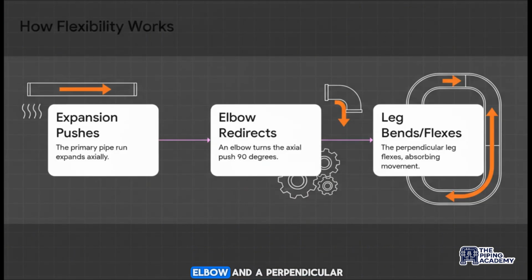So here's how it works. When we add an elbow and a perpendicular leg of pipe, the main run expands and pushes against that elbow. The elbow redirects that force 90 degrees, which then causes the perpendicular leg to bend just a little bit, absorbing the push. It acts like a spring. This is exactly why you see those big, U-shaped expansion loops on long pipe racks. They're just giant, carefully engineered springs.